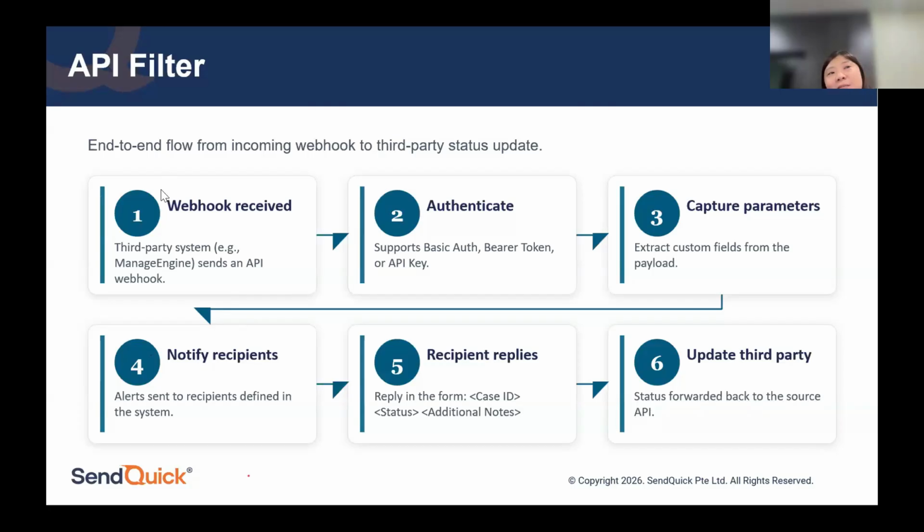Let's say we receive the webhook, we send out the alert to your engineers, to your support team, and then your support team receives the SMS, and they just reply to the SMS to update the status back to your third-party system. So they don't really need to log into the third-party portal to check the status or to update the status. So this is the full loop, the closed loop.